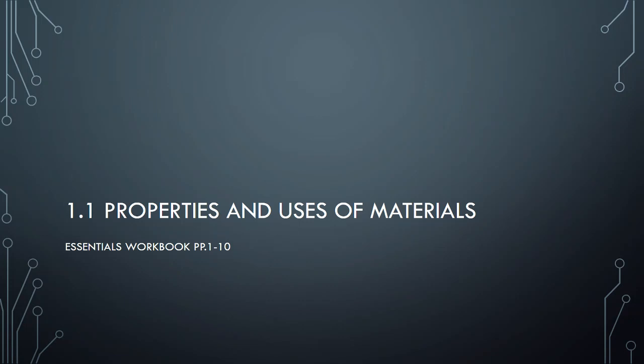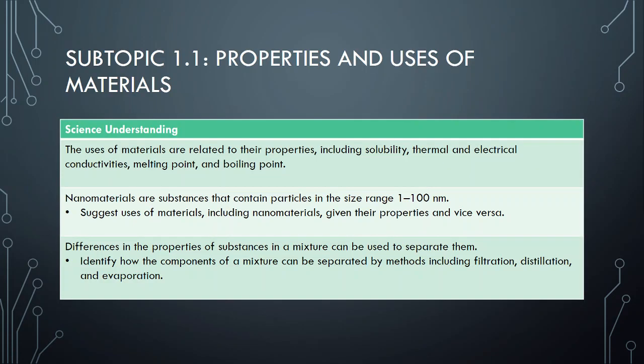Hello everyone, this is the second video on 1.1 properties and use of materials. In this video, I'd like to cover the second box here about nanomaterials. Nanomaterials are substances that contain particles in size range 1 to 100 nanometers.